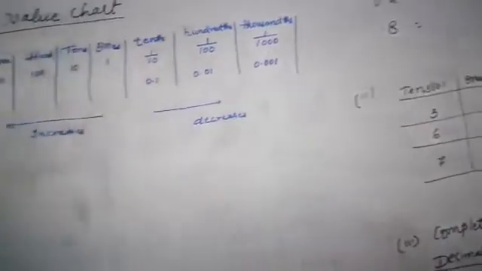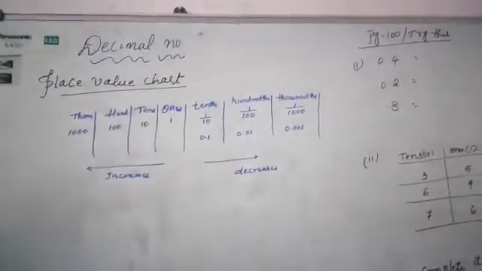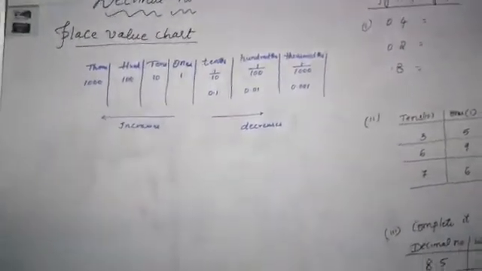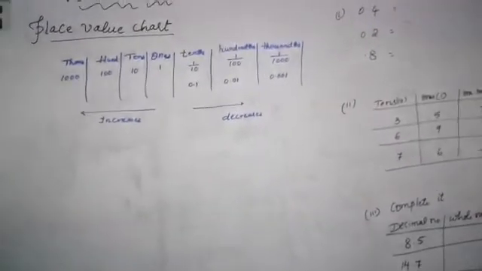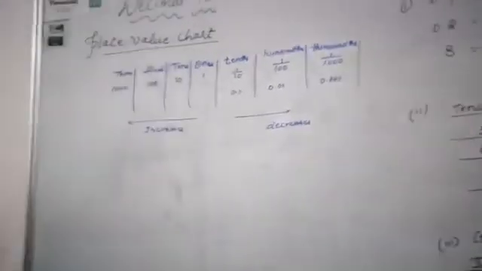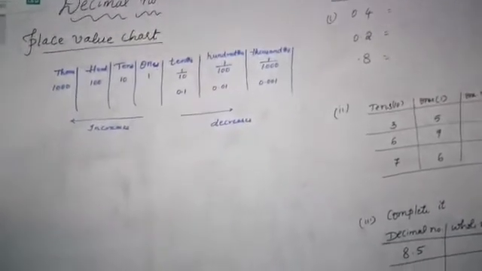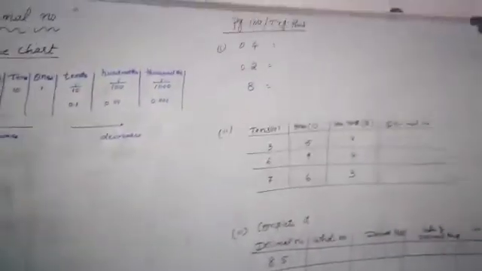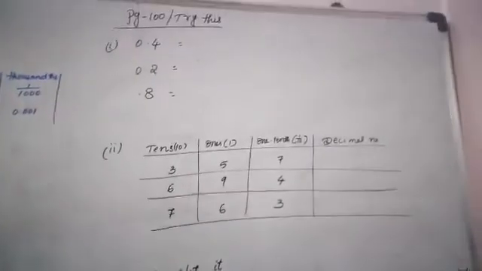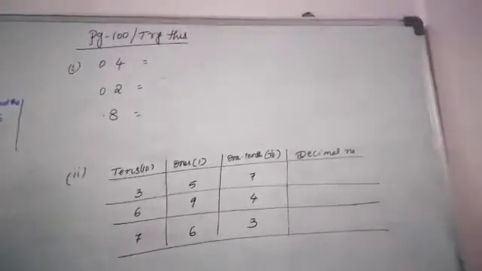Is that fine? Just now I explained what the whole number part is, what the decimal part is, and how the tenths place means 1 by 10. When a fraction is divided by 10 and multiples of 10, the number will form a fraction. So children, come to page number 100. Try these questions. 0.4 is given.